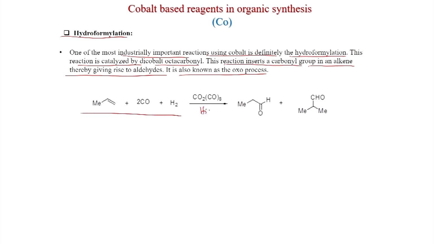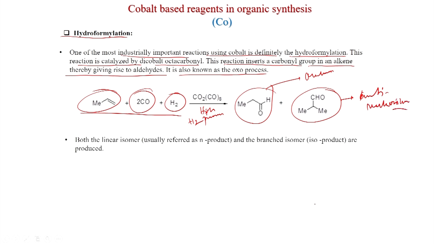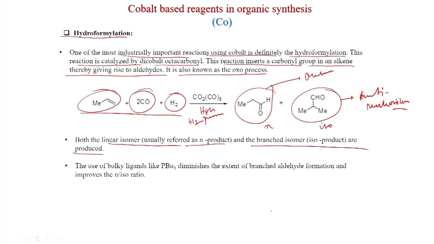Of course, you have to maintain high hydrogen pressure. This is propene, plus carbon monoxide and H2, gives this butanal, and also this. This is the Markovnikov product, and this is the anti-Markovnikov product. This is n and this is iso. So, both the linear isomer, usually referred to as the n product, and the branched isomer, the iso product, are produced. The use of bulky ligands like tributyl phosphine diminishes the extent of branched aldehyde formation and improves the n/iso ratio.